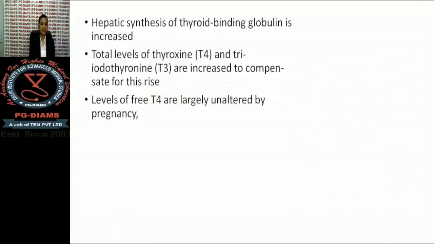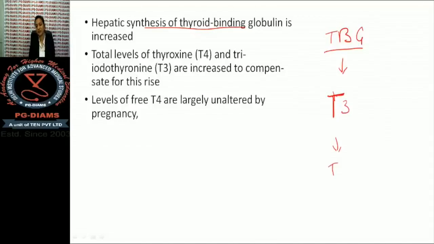Then the other point is that hepatic synthesis of thyroid binding globulin, TBG, increases. As I said, HCG has an action on the thyroid. It increases thyroid hormone secretion. Thyroxine secretion increases because of HCG, and the liver increases the synthesis of thyroid binding globulin. So whatever T3 you have, a large part of it is getting bound to TBG.